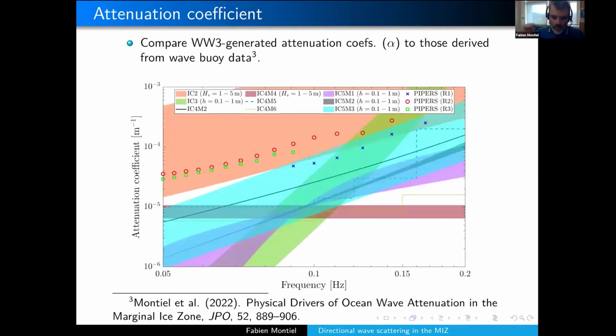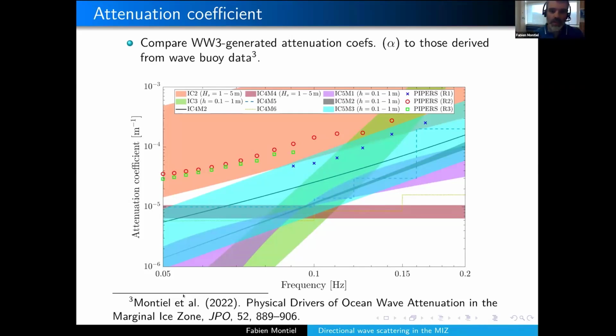So that's my attempt at representing the range of attenuation coefficients as a function of frequency for all these different models. Now, these models of course depend on parameters such as ice thickness. So what I wanted to do here is represent a range of values of these attenuation coefficients for different ice thickness. That's why you have this shaded region in some cases. And then overlaid here, you have these data points, which are values of the attenuation coefficients as a function of frequency, extracted directly from the Piper's data, and that comes from a paper we published a couple of years ago.